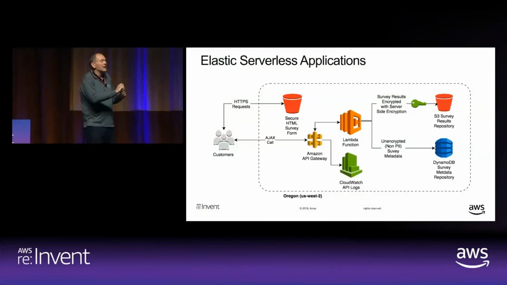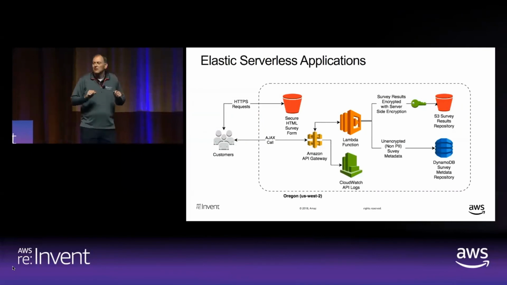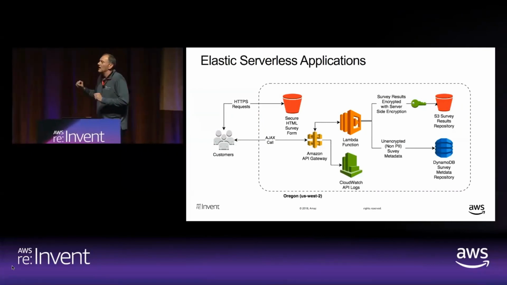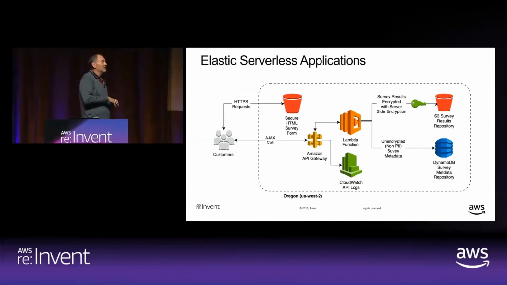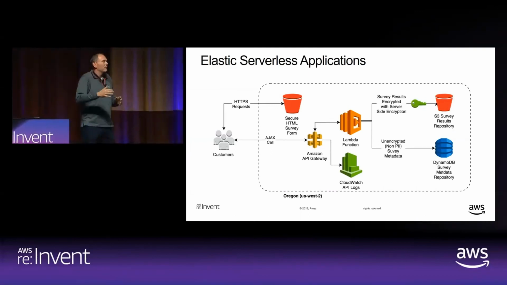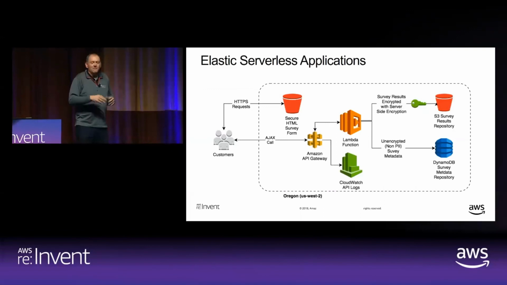It says, rate my interaction. When you click that link, you're actually interacting with this application. It pulls down an HTML form from a secure S3 bucket. When you hit the post button on that form, it interacts with the API gateway. API gateway calls a Lambda function to process that data.